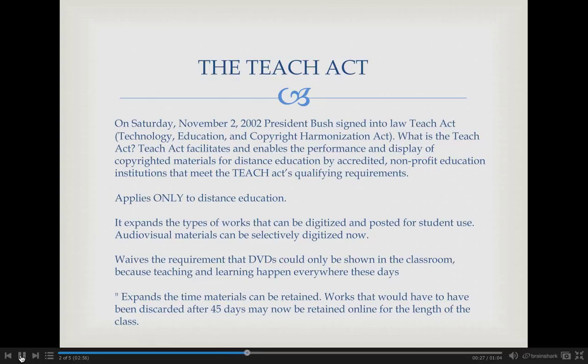These are some of the qualification requirements. It applies only to distance education. It expands the types of work that can be digitized and posted for student use. Audiovisual materials can be selectively digitized now. It waives the requirement that a DVD could only be shown in classrooms, because teaching and learning happens everywhere these days. It expands the type of material that can be retained. Work that would have been discarded after 45 days might now be retained for the length of the class.